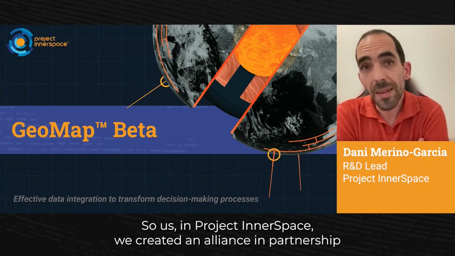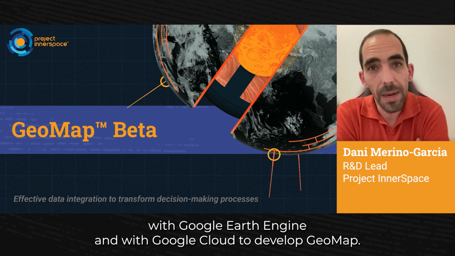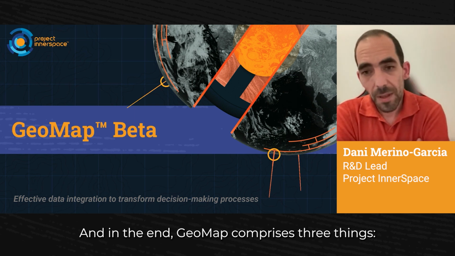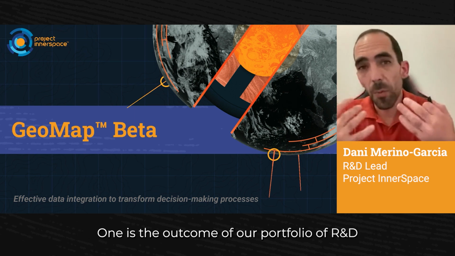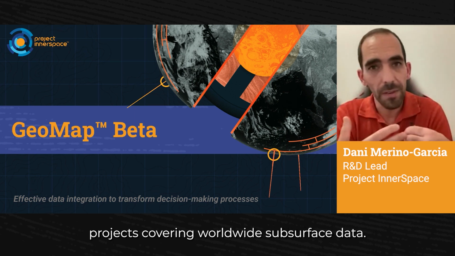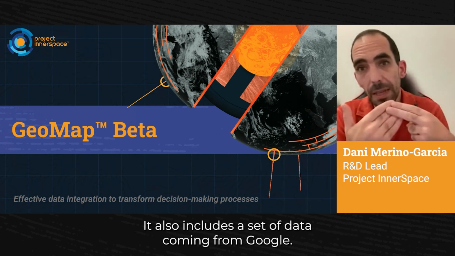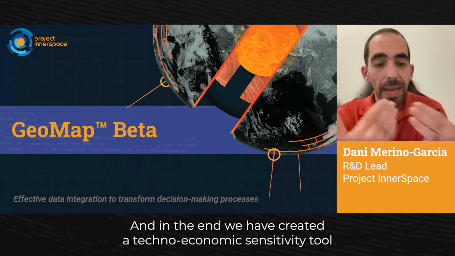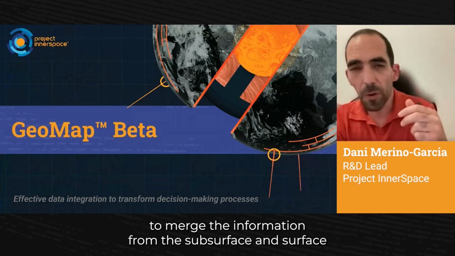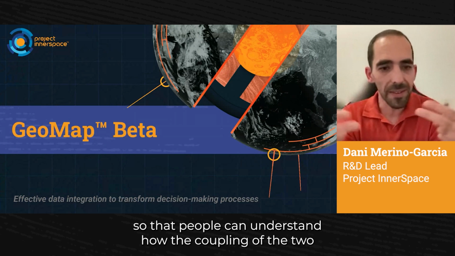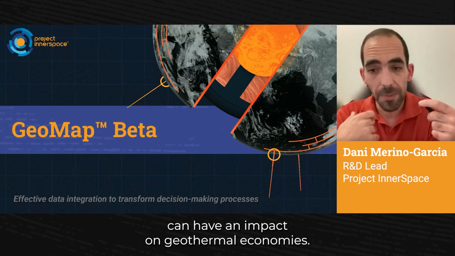So in Project InnerSpace, we created an alliance, a partnership with Google Earth Engine and with Google Cloud to develop GeoMap. And in the end, GeoMap comprises three things. One is the outcome of our portfolio of R&D projects covering worldwide subsurface data. It also includes surface data coming from Google. And in the end, we have created a techno-economic sensitivity tool to merge the information from the subsurface and surface so that people can understand how the coupling of the two can have an impact on geothermal economics.